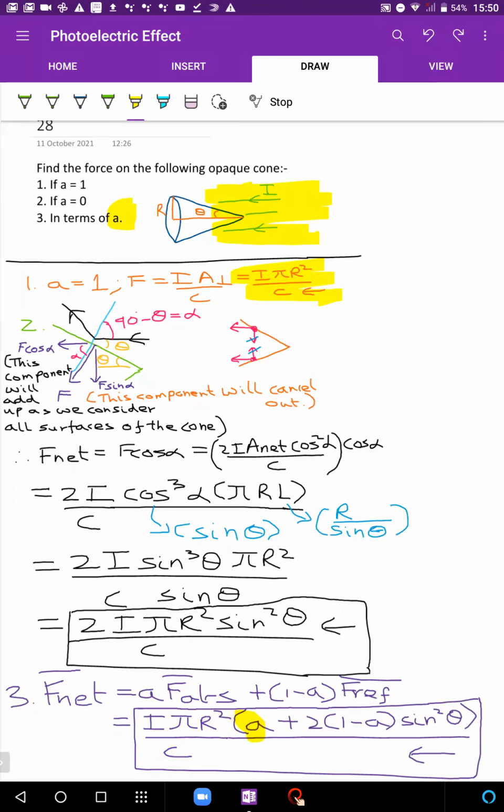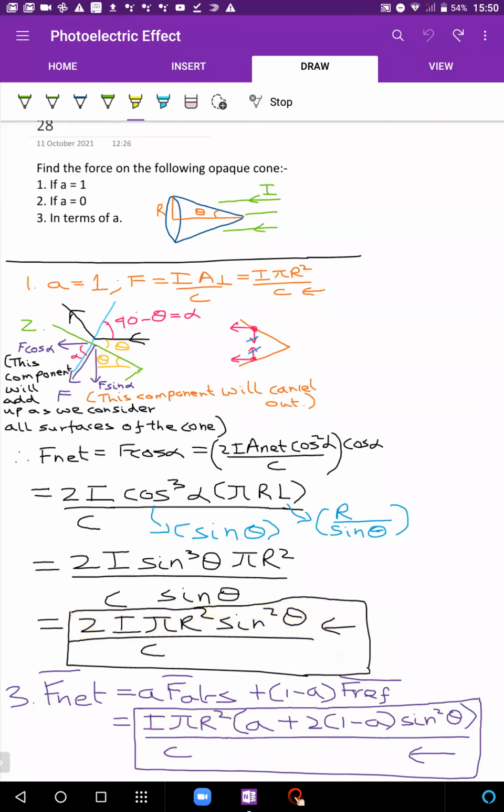And 1 minus a fraction of the incoming light is reflected. So 1 minus a I is the light which is reflected. So instead of the answer being this, the answer will be 2 I pi r square by c sine square theta into 1 minus a, because 1 minus a I is the amount reflected. Okay, so a times the absorbed force plus 1 minus a times the reflected force. Yes, the third answer is coming.